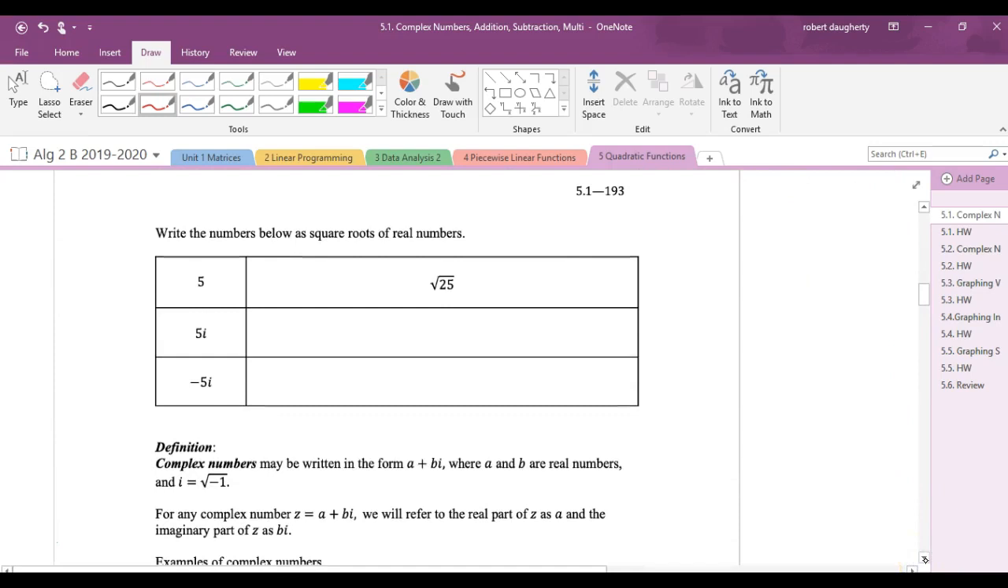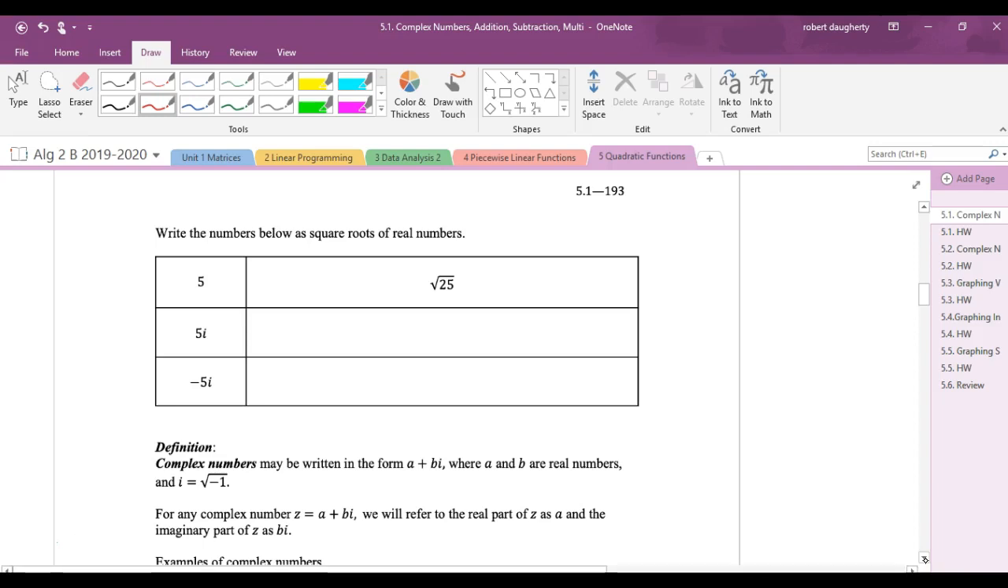Square root of 25 is what? 5. Okay, so you see this. I've got 5. That is the square root of 25. So if you square this number, what do you get? You get the number that is right there.